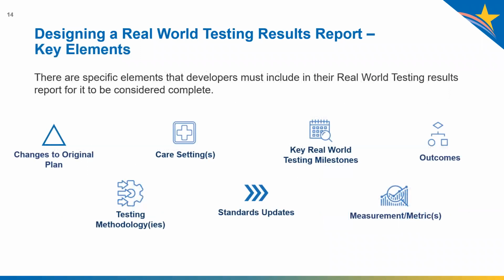And so now we're going to get into designing the real world testing plan and the required elements that must be included. Just like for your real world testing plan, your results report must include specific elements. And those are displayed here: any changes to the real world testing plan that occurred during the execution of the plan, why those changes occurred, and the impact on the intended outcomes of the testing.